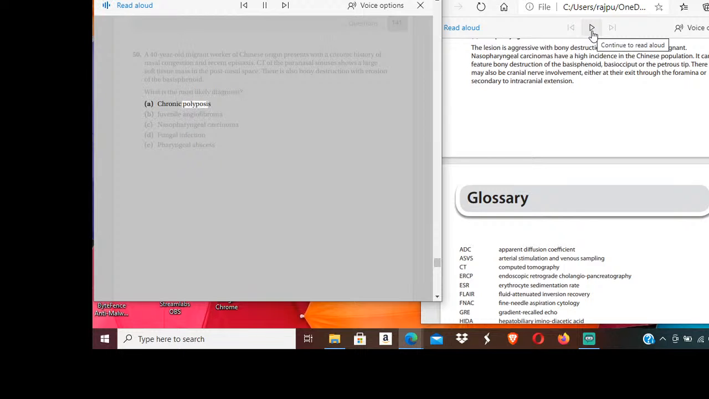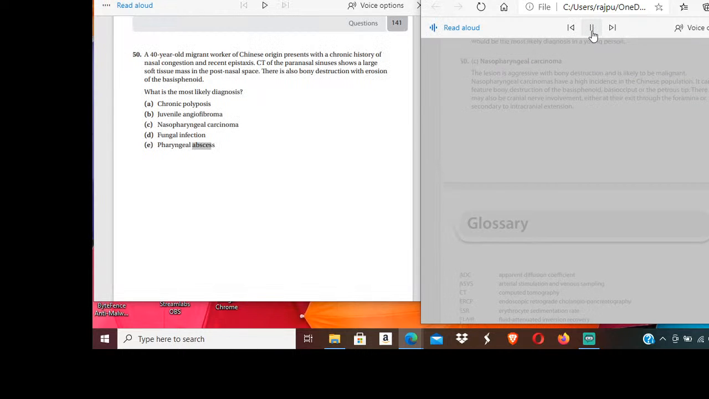A. Chronic polyposis. B. Juvenile angiofibroma. C. Nasopharyngeal carcinoma. D. Fungal infection. E. Pharyngeal abscess. Juvenile angiofibroma would be the most likely diagnosis in a young person. 50. C. Nasopharyngeal carcinoma. The lesion is aggressive with bony destruction and is likely to be malignant.